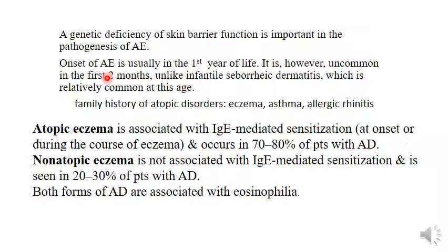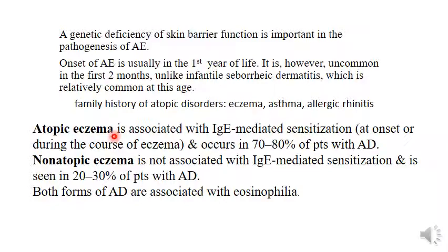Here you see the pathogenesis of atopic eczema. Genetic deficiency of the skin barrier function is important. The onset is usually in the first year of life. It is however uncommon in the first 2 months, unlike infantile seborrheic dermatitis, which is relatively common. A family history of atopic disorders is common, especially asthma, allergic rhinitis, and eczema itself.